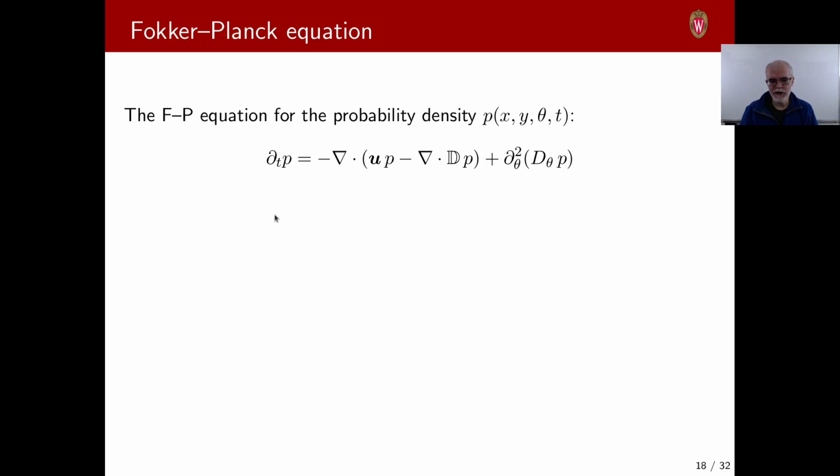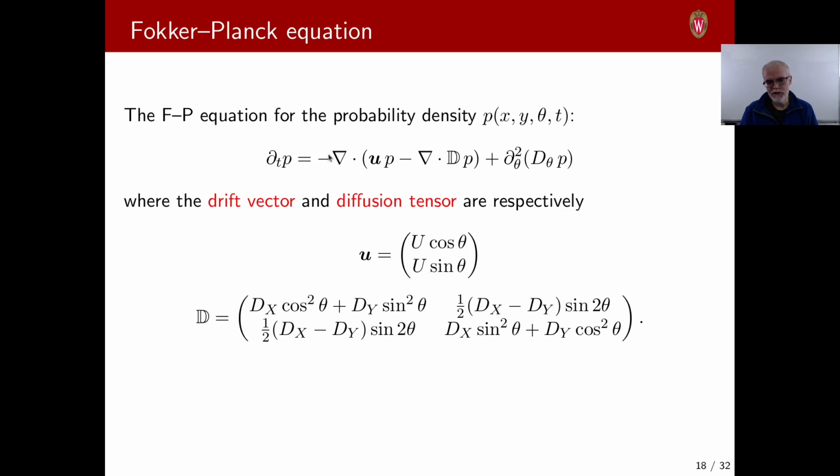So this probability density evolves according to a Fokker-Planck equation, and this Fokker-Planck equation is always of the form of a divergence. And there are some important things here. There's the velocity of swimming, u. So that has a u cos theta, u sin theta, which reflects the fact that the swimmer is trying to move forward in the direction theta.